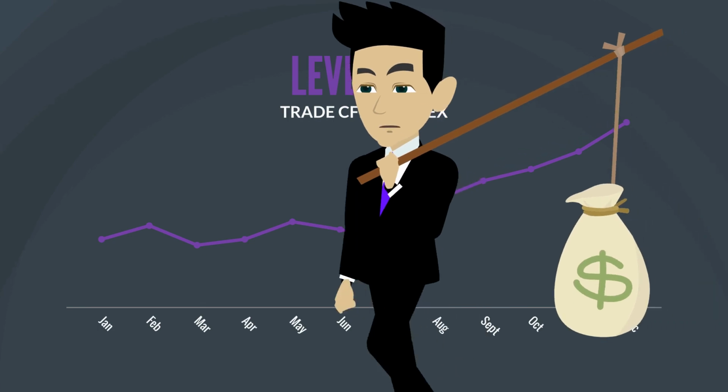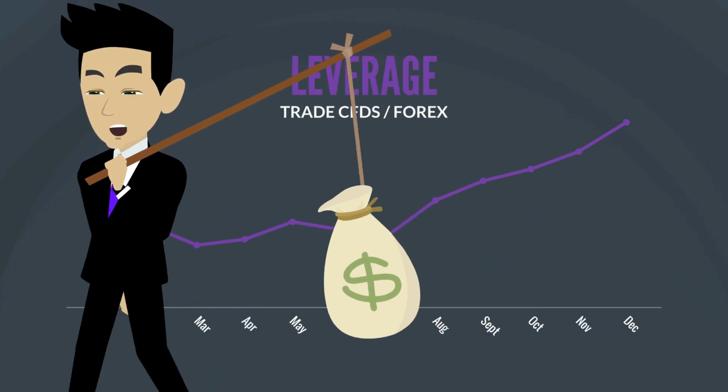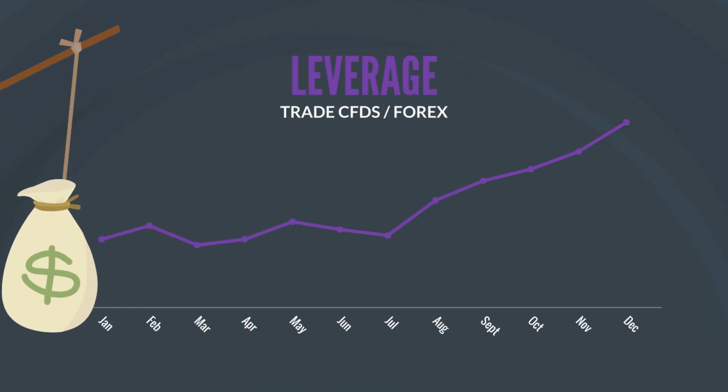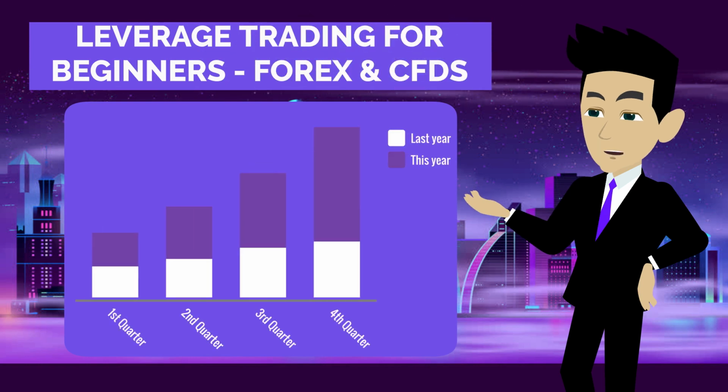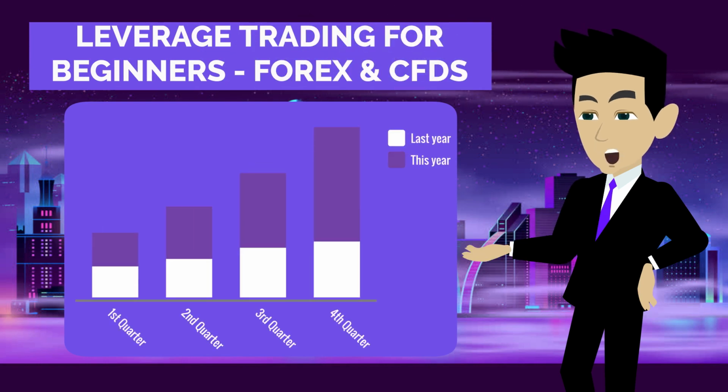It's called leverage. I can trade with a low amount and make earnings like I have much more money. Today I will explain how leverage works while you trade Forex or CFDs.